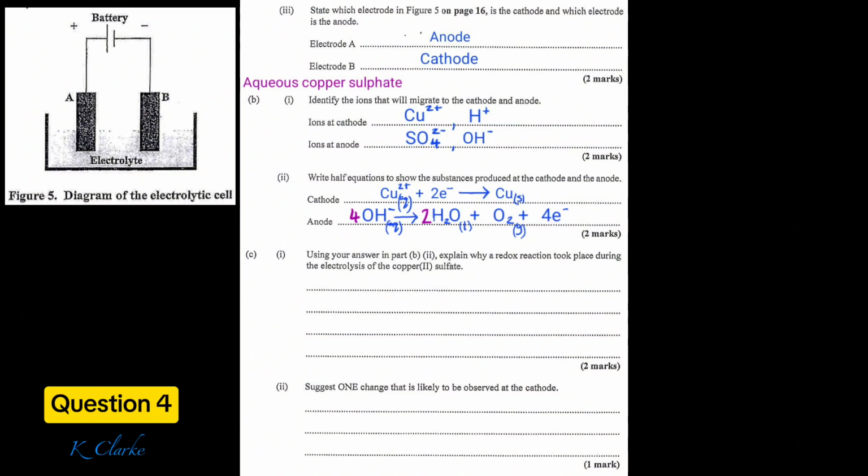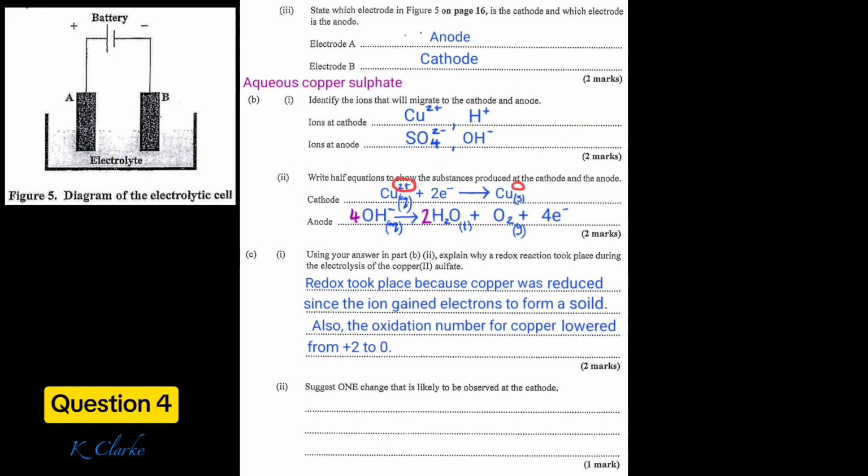C. Part 1. Using your answer in Part B2, explain why a redox reaction took place during the electrolysis of the copper 2 sulfate. Redox took place because copper was reduced since the ion gained electrons to form a solid. Also, the oxidation number for copper decreased from +2 to 0.